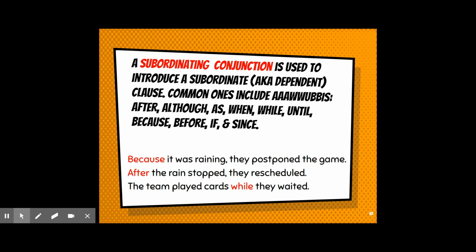For example, because it was raining, they postponed the game. Because it was raining is a dependent clause introduced by because, a subordinating conjunction. After the rain stopped, they rescheduled. After the rain stopped is also a dependent clause introduced by after, a subordinating conjunction. And finally, the team played cards while they waited. While they waited is a dependent clause introduced by while, a subordinating conjunction.